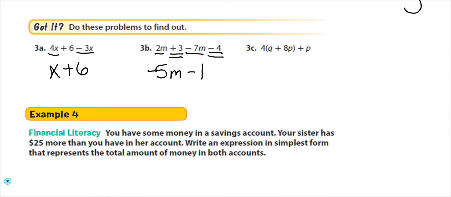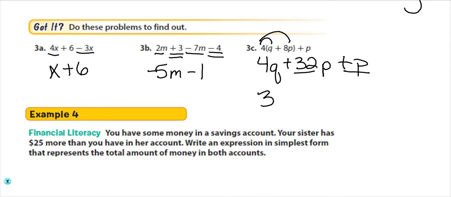All right, so we have 3c, which is going to be, we're going to distribute here, so it's going to be 4q. And then we have 4 times 8, so that's 32P. And then we have a plus P here on the end. All right, so let's make sure we go in alphabetical order this time. So P goes first. All right, so we have 32 and one more, so that makes 33P. And then plus 4Q.